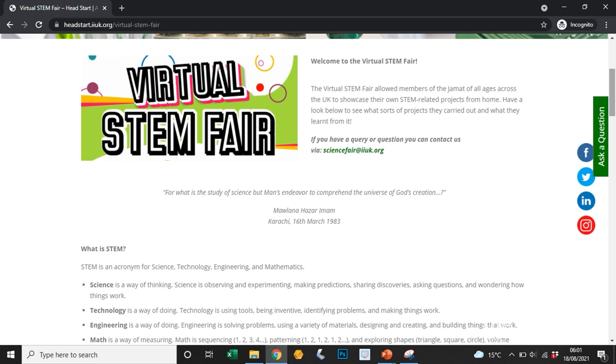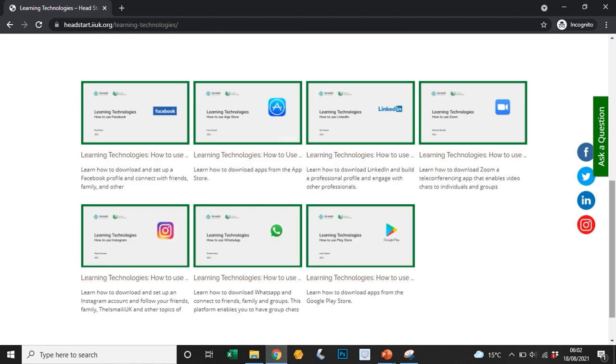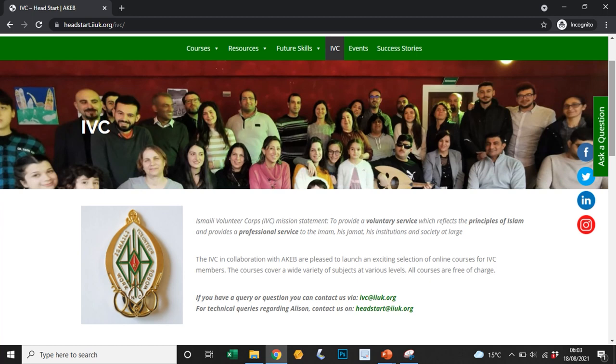The Future Skills page has details on different programs related to sciences, such as a STEM Fair or Mission X. Under Future Skills, we have also created a series of short videos on the different technologies and how to use them. This is the IVC page, which we are partnering with to provide volunteers with resources.